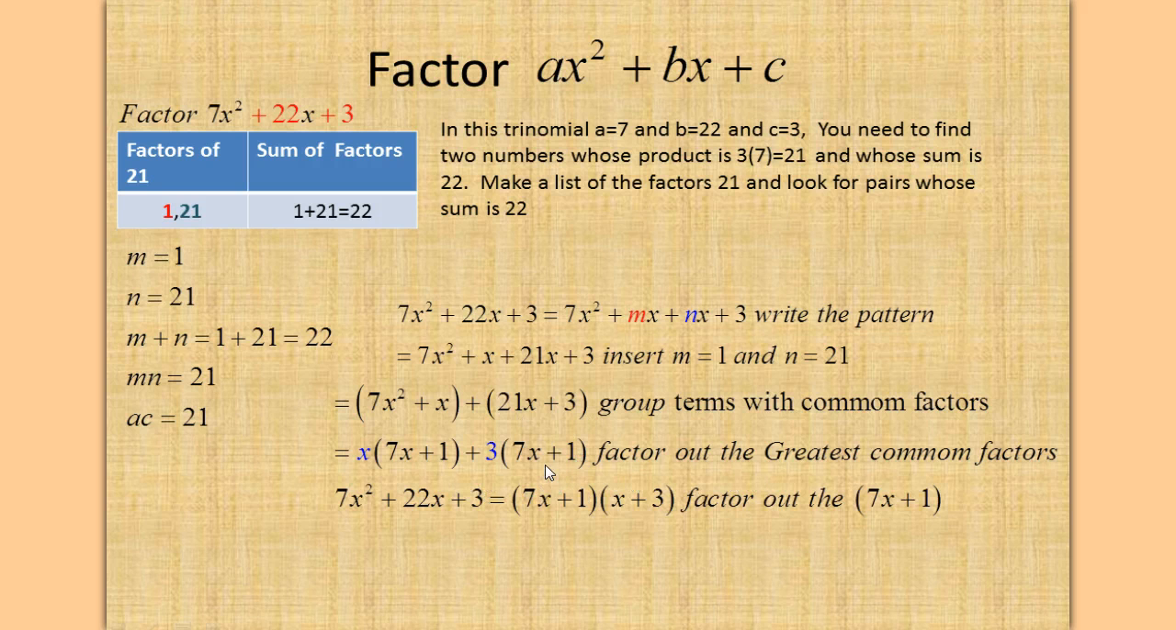Now we have a common factor of 7x plus 1, so we factor that out. That leaves us with 7x plus 1 times x plus 3, and that's our two factors. If we multiply those two factors out, we should come up with our original equation.